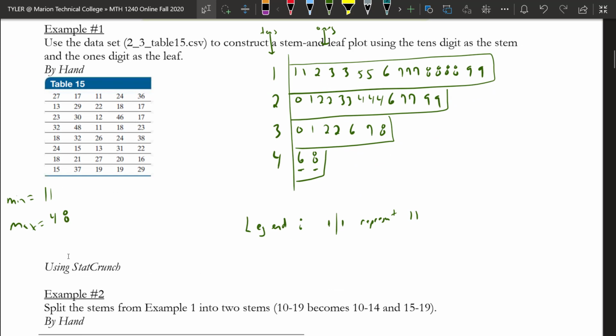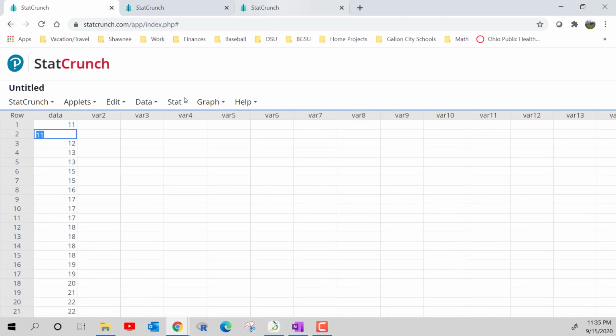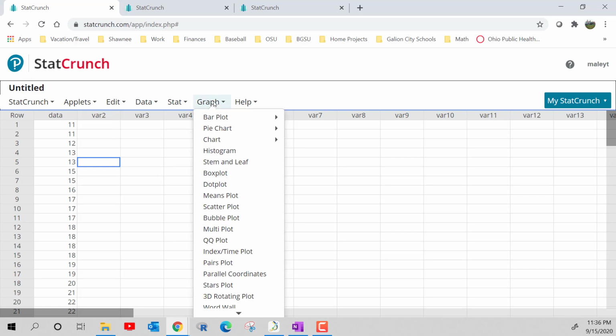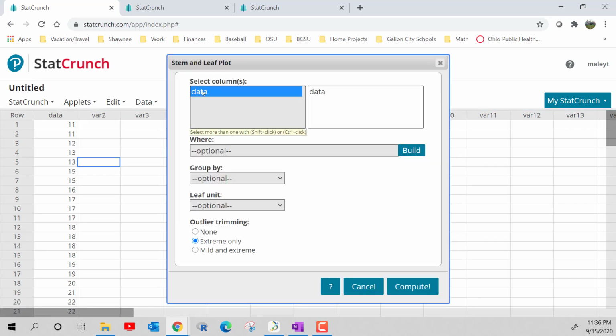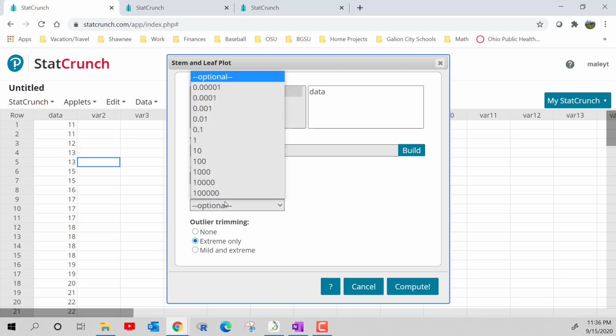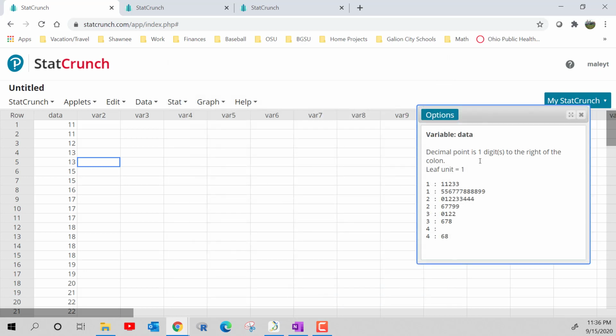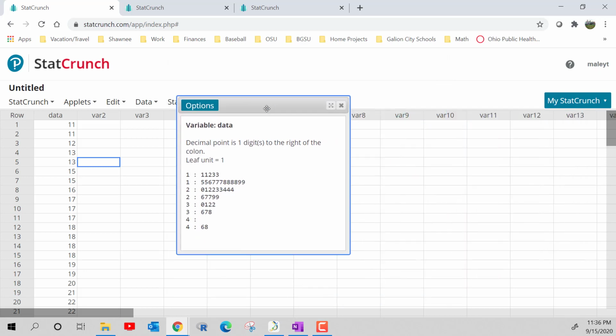If you want to do this in StatCrunch, I have the data listed here. You go to Graph and then Stem and Leaf Plot. We select Data, and my leaf is the ones unit, so I just need to select 1, and then hit Compute. And that should be the same thing that we had gotten.